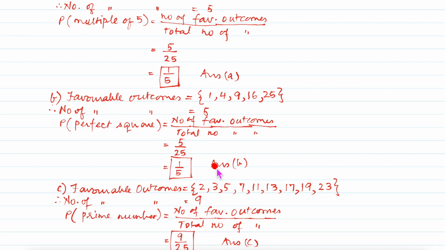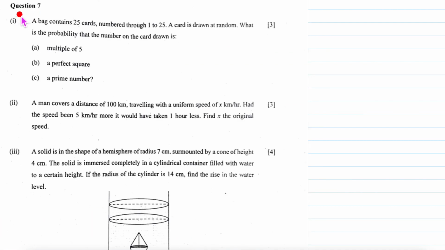It was very, very simple, right? Let us come to question 7, second part. A man covers a distance of 100 kilometers traveling with a uniform speed of x kilometers per hour. Had the speed been 5 kilometers per hour more, it would have taken 1 hour less. Find x, which is the original speed.